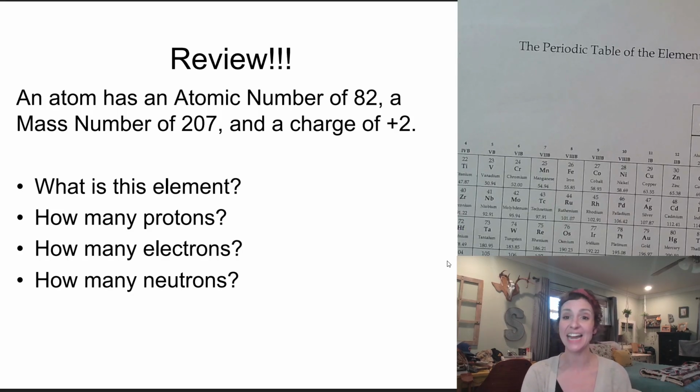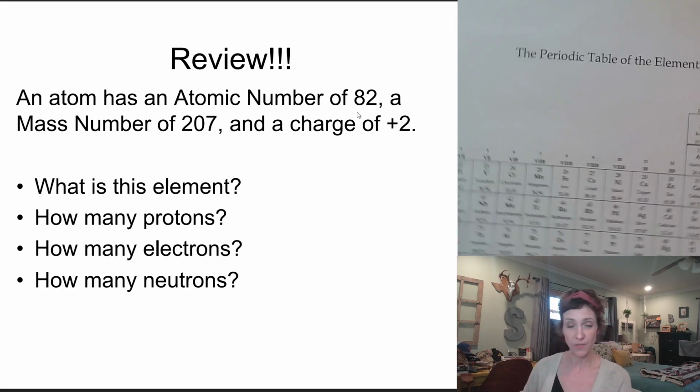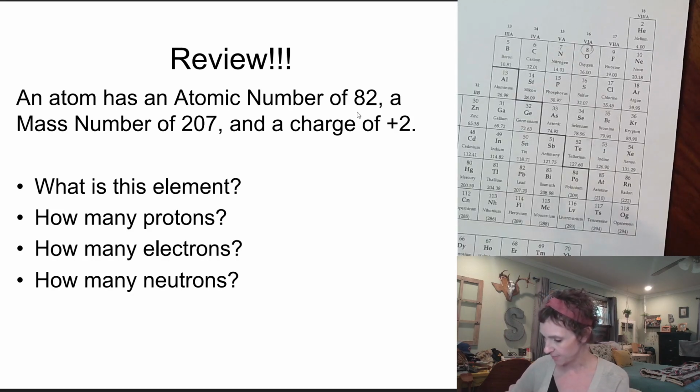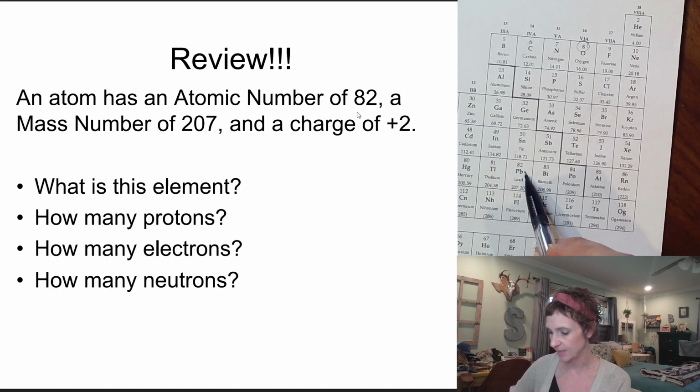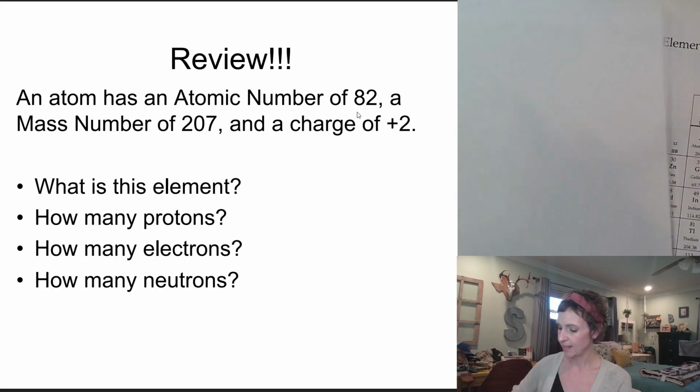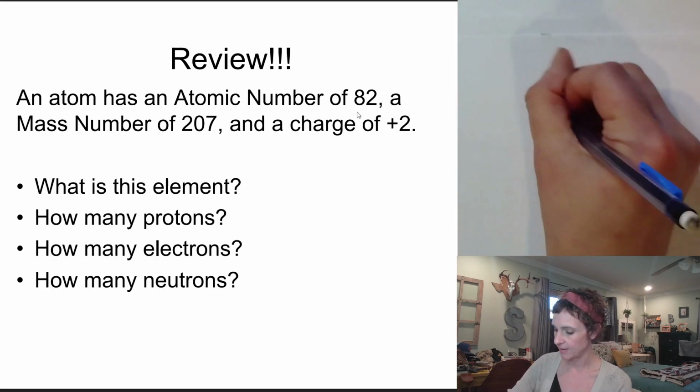So the first thing I notice is I see this atomic number of 82. Atomic number is that number on the periodic table that is above the symbols. So if I go try to find 82 on my periodic table, oh my goodness, there he is right there. This is lead, you guys. We have found lead. So this is the element lead.